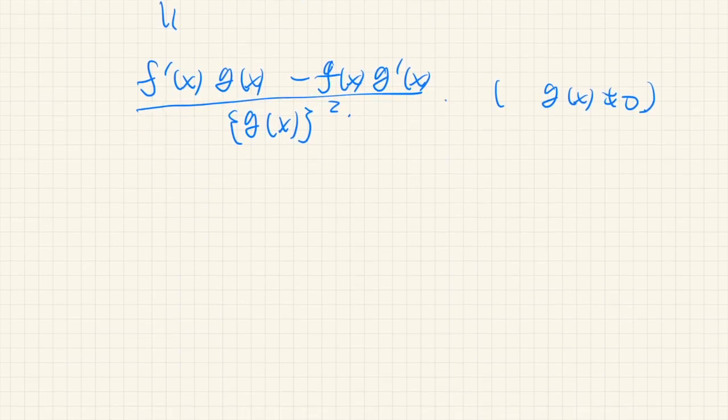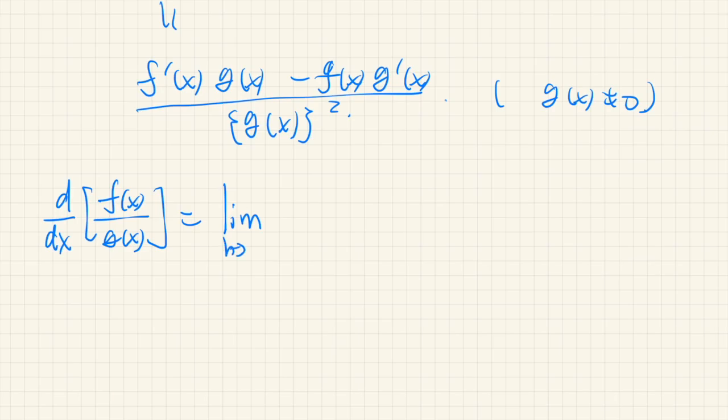So let's prove this. Just apply the definition first. So f of x divided by g of x. This is the limit as h goes to 0.